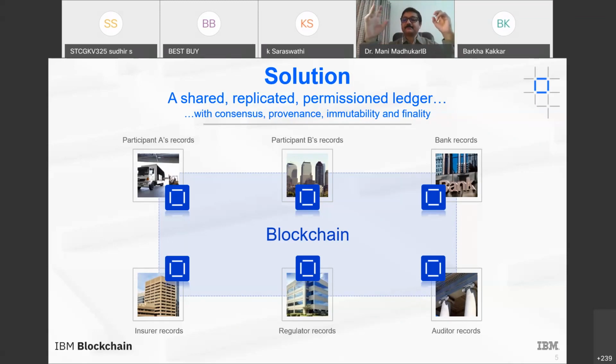Somebody's asking, is there a place where I can find all future IBM blockchain workshops? Yes, you can remain in touch. We host it on our IBM Academia portal. There are quite a few learning platforms as well. I'll talk towards the end of it.